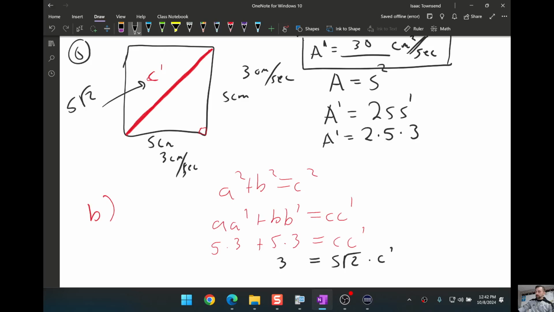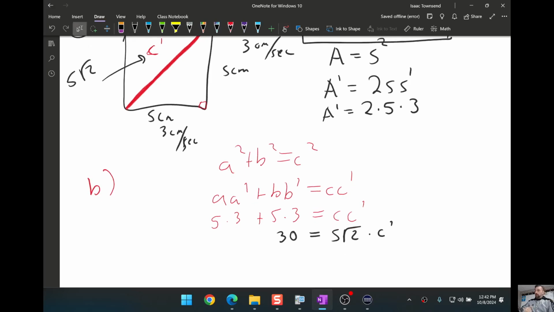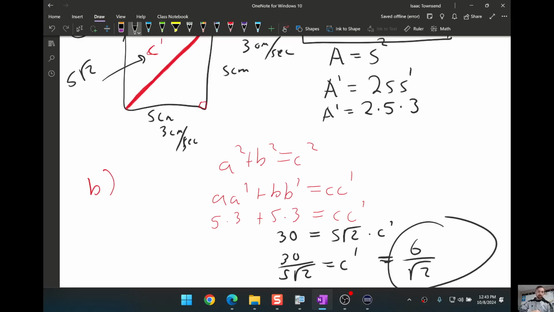So this just ends up being 30. And so you could divide both sides by 5 square roots of 2. And 30 over 5 reduces to 6. And then that's where they came up with that as an answer.